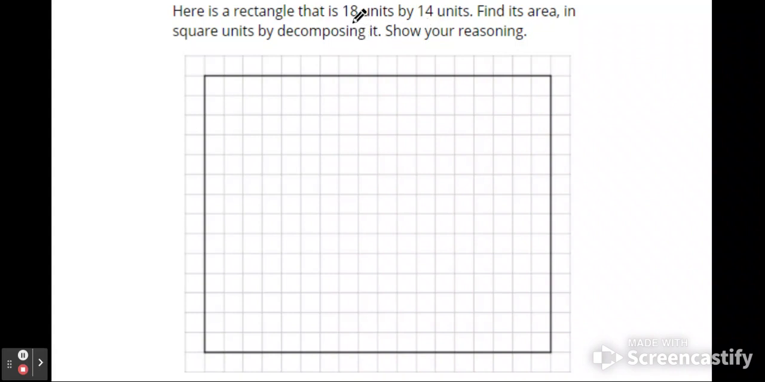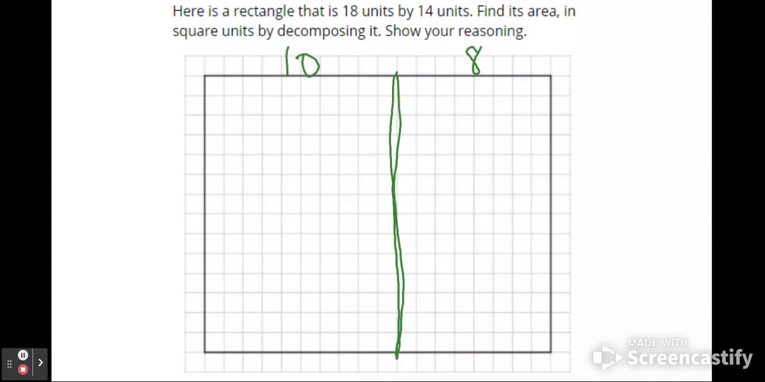We're going to look at multiplying these two numbers. So this rectangle is 18 by 14, and we want to know how many squares are inside it. And so I'm going to set up the area model. To do that, I have to break each of my numbers into place values. So I'm going to start with 18, and I'm going to say, okay, 18, if I draw a line right there, that means I have 10 here, and I have 8 here.